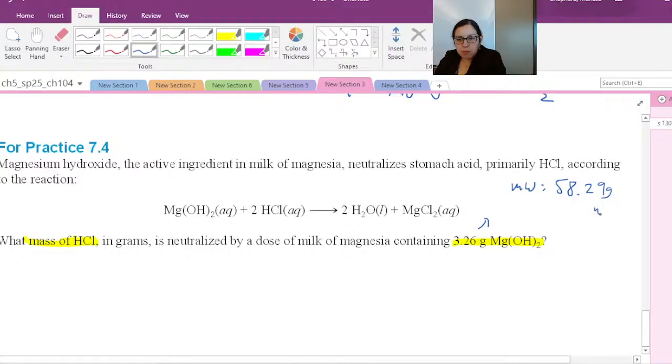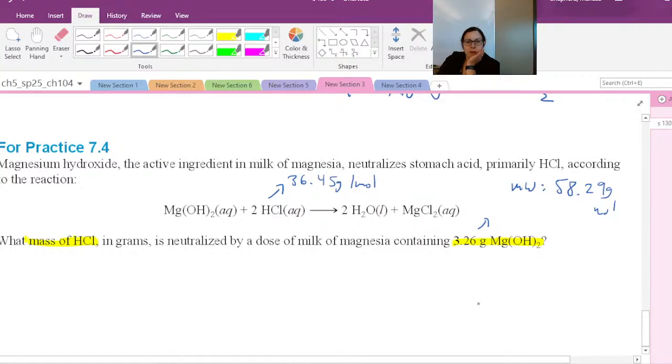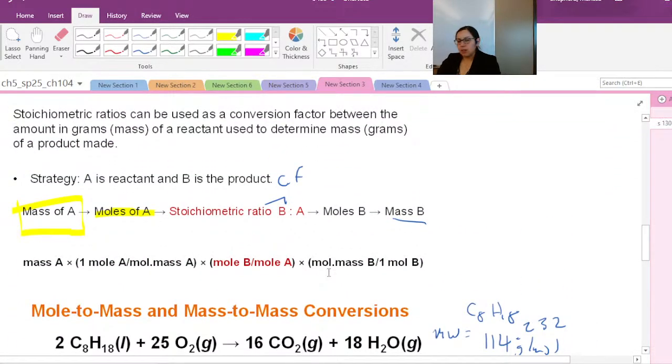So grams per mole. And then what other molecular weight do we need? You said HCl, correct? And so what do we get for that one? 36.45. So about 36.45 grams per mole. All right, so now we can set up our stoichiometry. If you need to, look at this strategy. This is your strategy hint page.